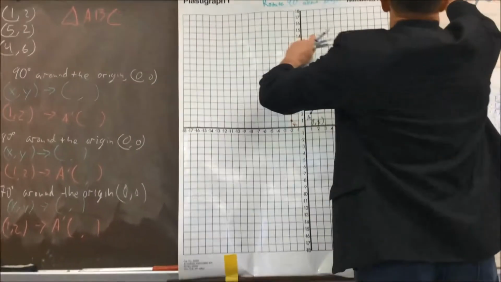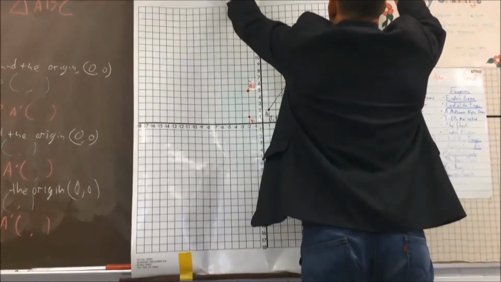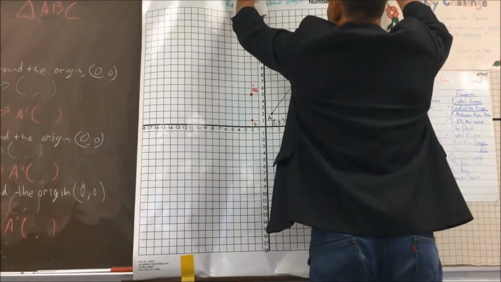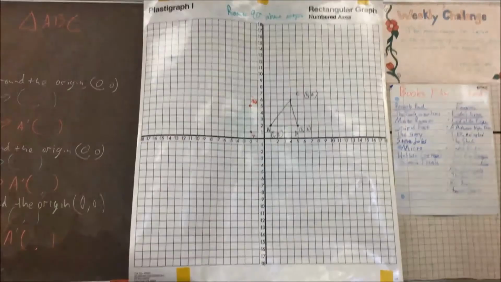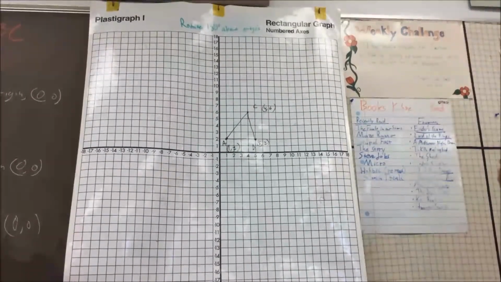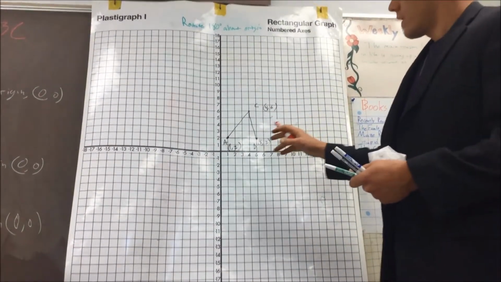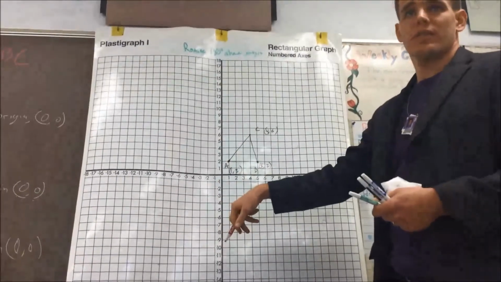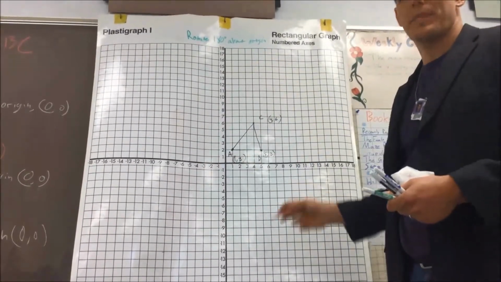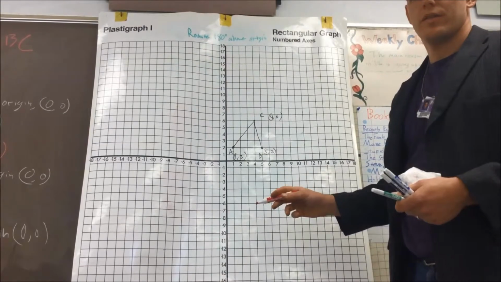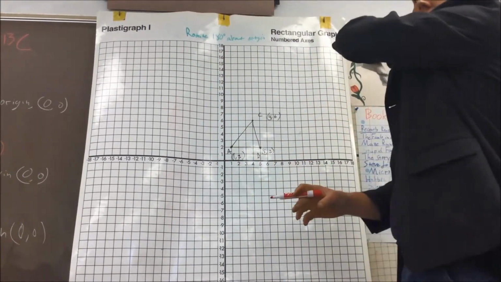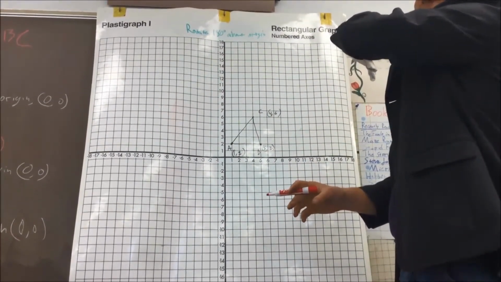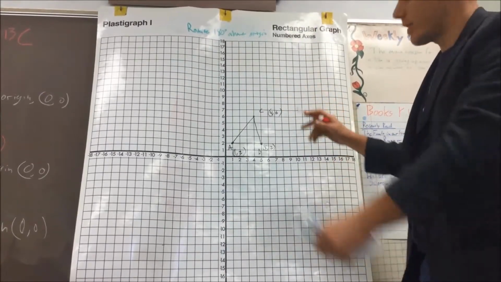Go ahead and do C prime on your own here. Now I want you to write down the coordinates for each one of them. Now you'll notice a 270 degree turn is just like a 90 degree turn backwards, right? 270 degrees counterclockwise is the same thing as 90 degrees clockwise.